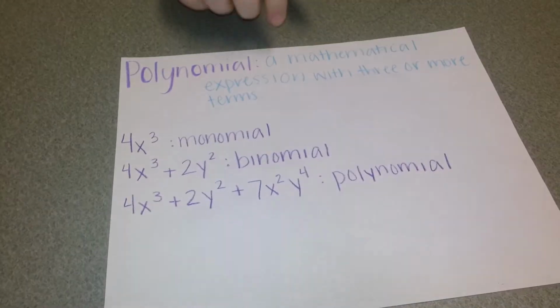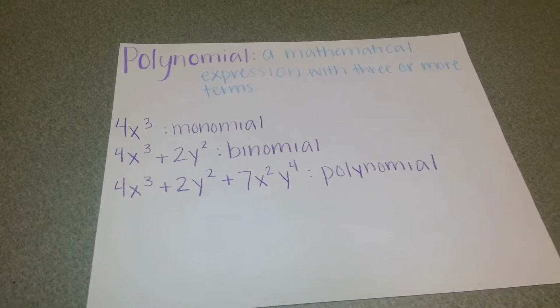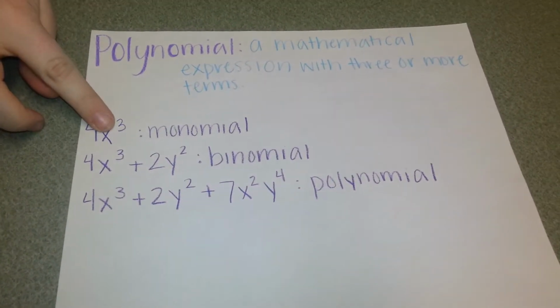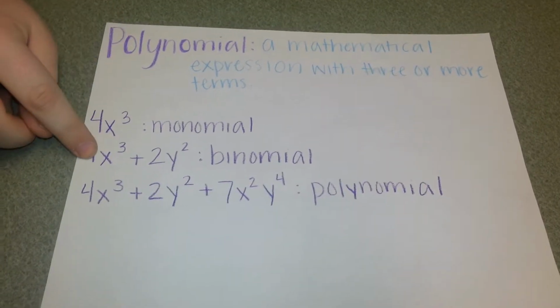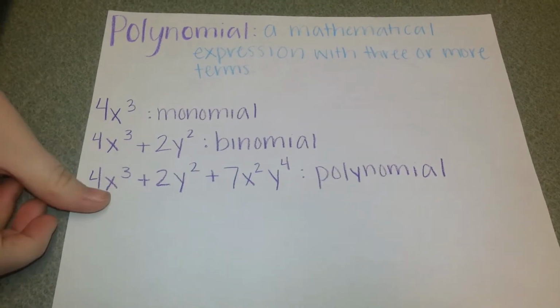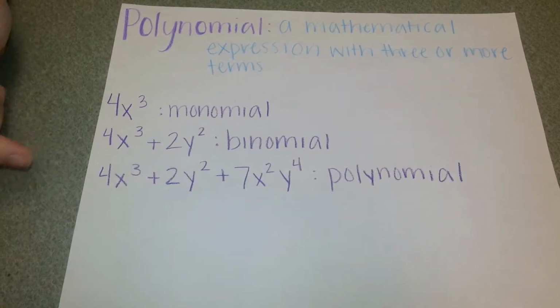Polynomial. A polynomial is a mathematical expression with three or more terms. This is an example of a monomial, which has just this. A binomial is a monomial plus a monomial, and a polynomial is three or more of these monomials.